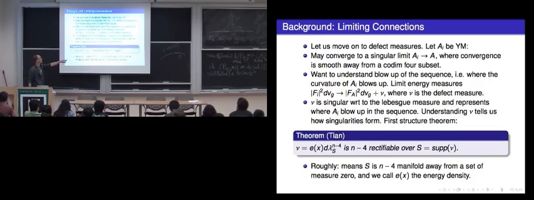This E of x here is what we call the energy density, because this is basically telling us exactly how much energy got lost at that point. How much of your curvature at that point disappeared. All right, so this guy here is the energy density.